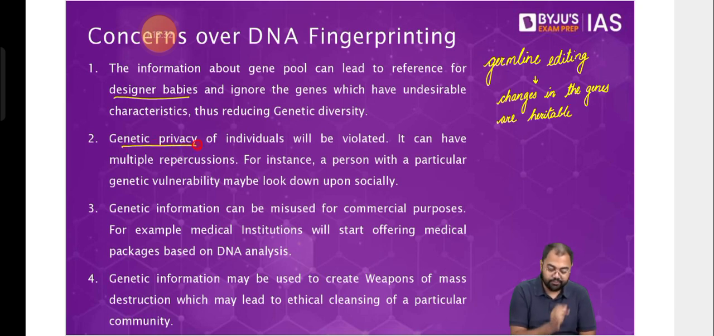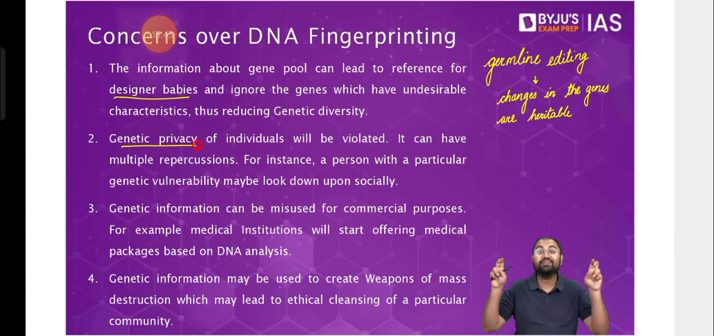Similarly, the genetic privacy of individuals will also be violated. We might know about the genes present in each and every individual around us, and that information can be misused. We might look upon certain people just because they have certain genes that for us are so-called inferior genes. We might say that these are inferior genes, and that's why I don't like that person. That will become a new wave of racism. So that also is not good.